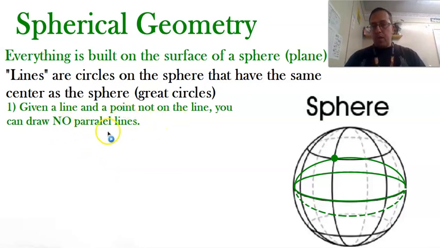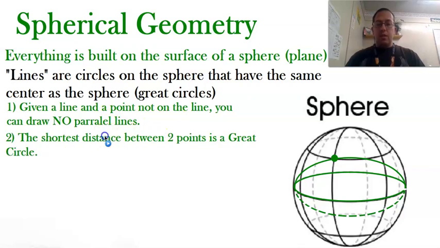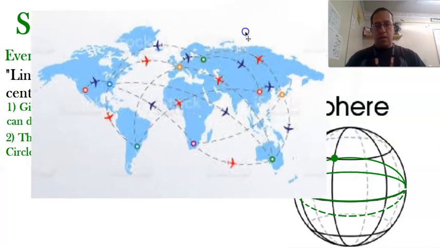All right? Another thing with spherical geometry is that the shortest distance between 2 points is not a straight line. It's a great circle, because a straight line would cut through the inside of the sphere, right? And we can't do that. This is why, if you look at flight paths for planes, notice they're all curved. Every single one of these flight paths here is a great circle on the sphere of the Earth.